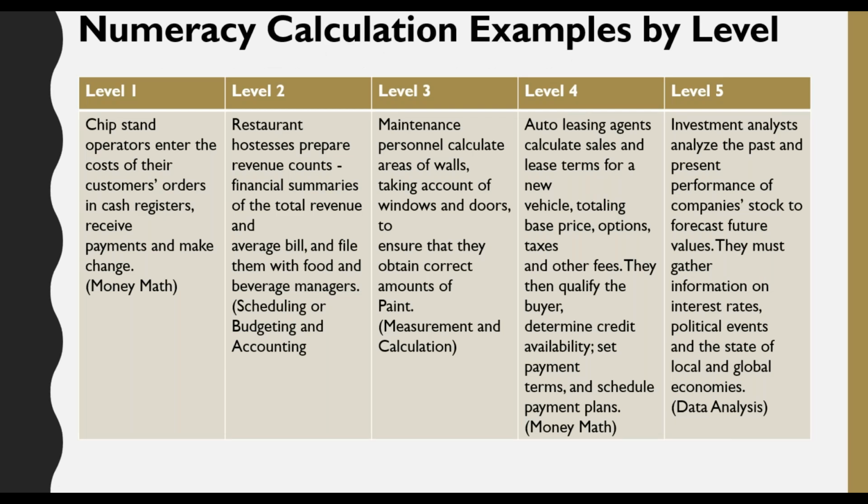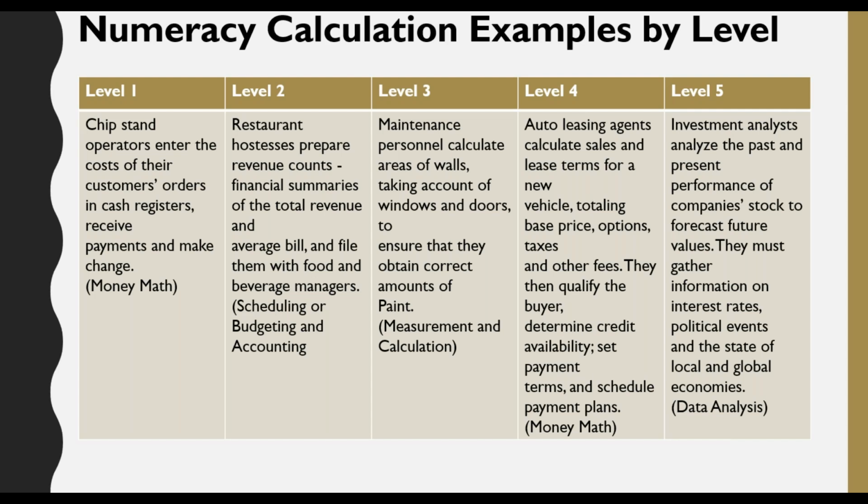At level 1 with calculation, a chip stand operator will use a cash register to receive payments and make change, and that's part of money math. At level 2, a restaurant hostess will prepare revenue counts, so summaries of the revenue and the average bill, and file them with a manager. So that's scheduling, budgeting, and accounting. At level 3, a maintenance personnel might calculate the area of walls, taking into account windows and doors to make sure they have the right amount of paint. So that's part of measurement and calculation.